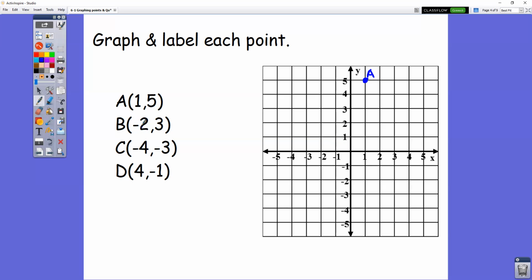Take a second and think about where (-2, 3) would be. Take a look at where (-2, 3) would be.